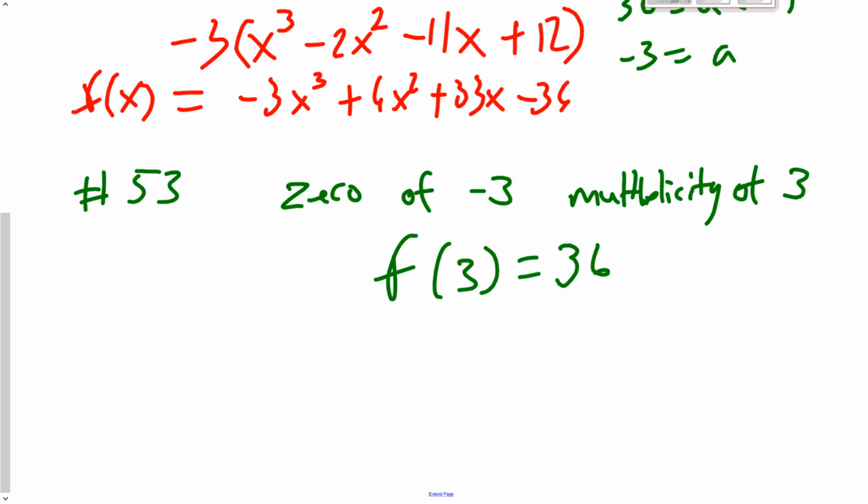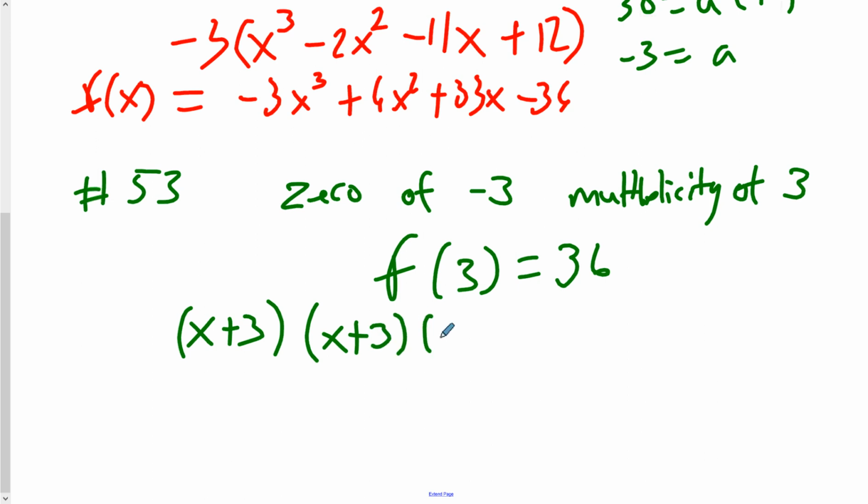Okay, here's another one. This time we have multiplicity of 3. So that means x plus 3 is a factor. And it's multiplicity of 3, so that means it's 3 times. There's 1, 2, and 3. We got our a out in front equals f of x.